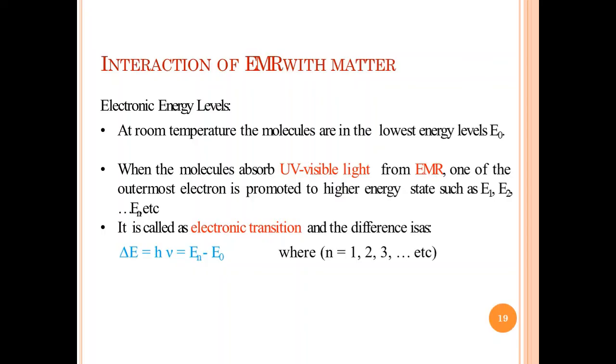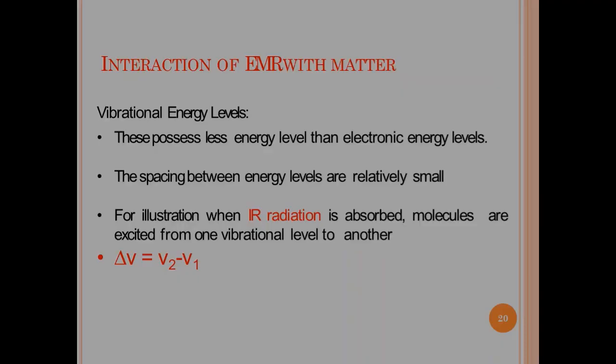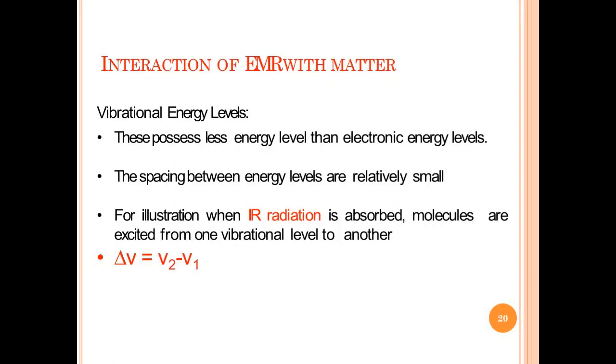You require lesser energy to make an electron jump from V0 to V1, vibrational level lower to vibrational level higher, and much lesser energy is required to make an electron transition from rotational level 0 to rotational level 1. I hope I am clear. So this is what I have shown here. Vibrational energy levels need less energy because they are very closely spaced, a relatively small spacing. So two vibrational levels are very closely arranged.